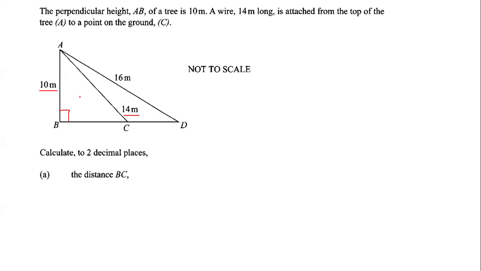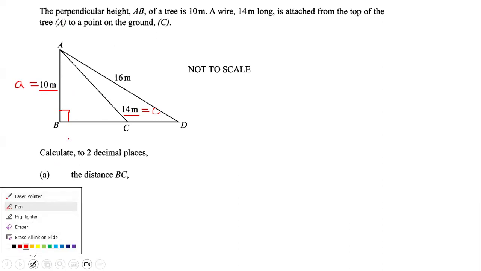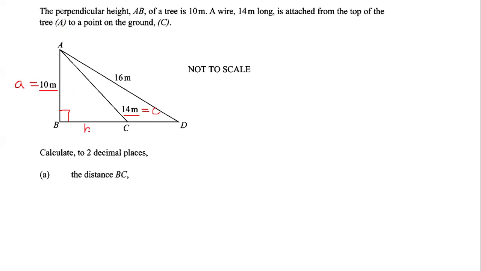In fact, this side is the hypotenuse, so it's going to be C. And this side is one of the sides of the right angle triangle, and we're going to call that A. And the missing side, we're going to call B. That's the side that we do not know. We don't know the measurement of it, we don't know the length of it.